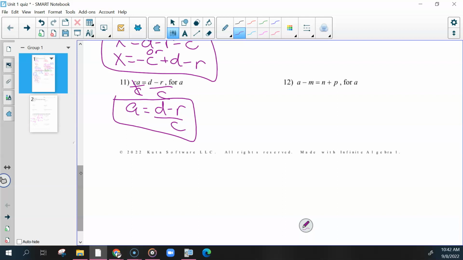12 is kind of similar to this one. If I'm getting A by itself, I need to get rid of M. So I could add that to the other side. And then again, you could put it in alphabetic order or not, it does not matter.